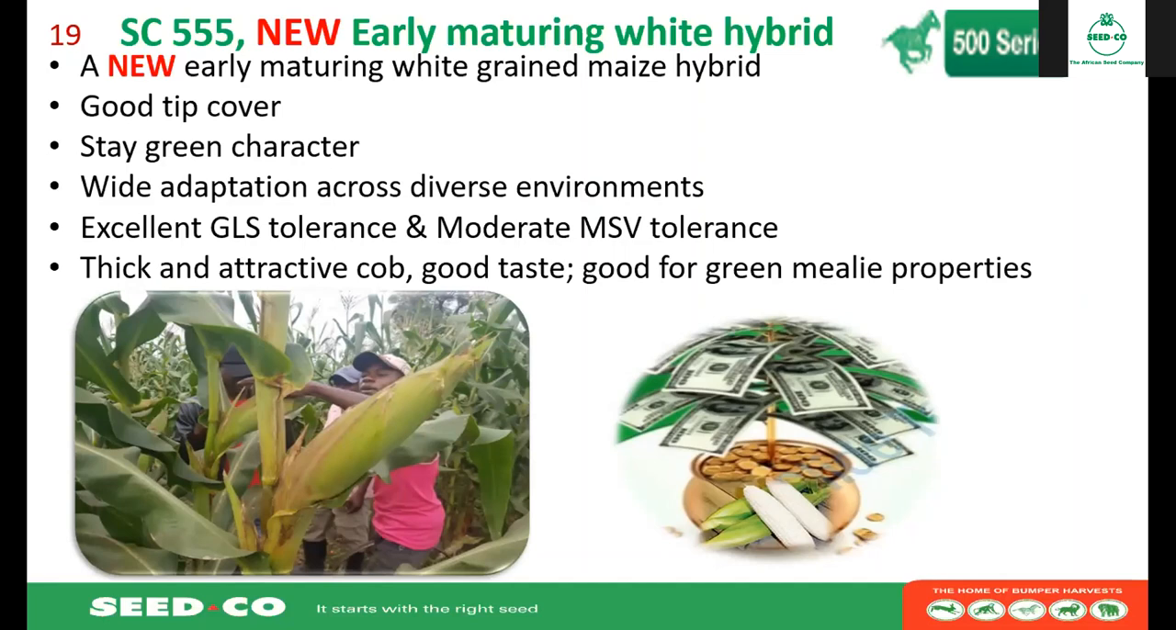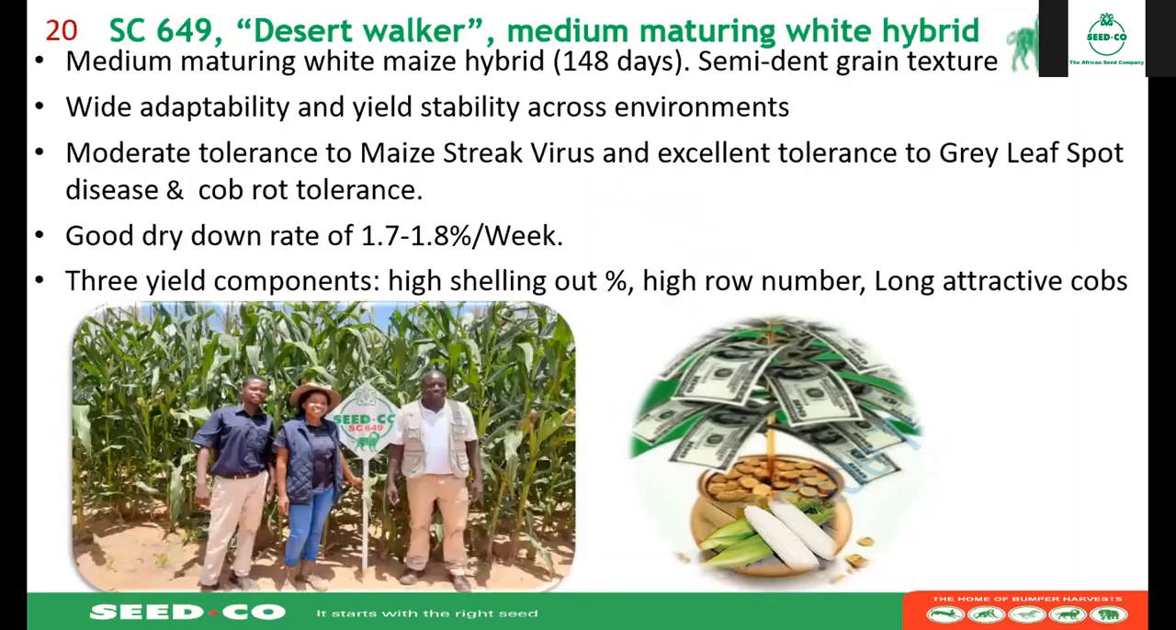In terms of 649, another variety of choice for green mealies, it produces sizable crops, a stout variety with a high number of rows and a good dry down rate, which is to say it will not dry down very fast, allowing you to sell for a longer period. This is in the medium maturing varieties.